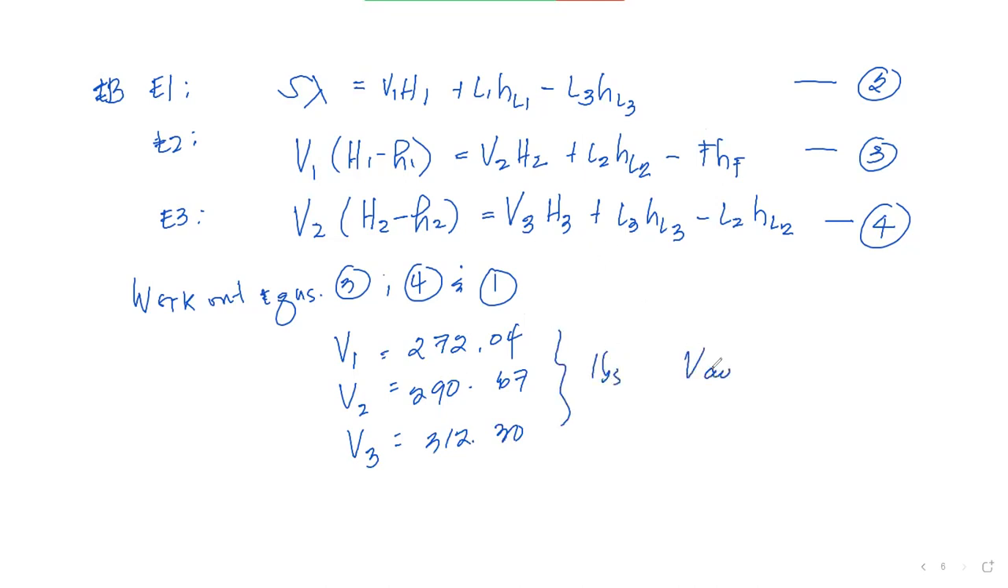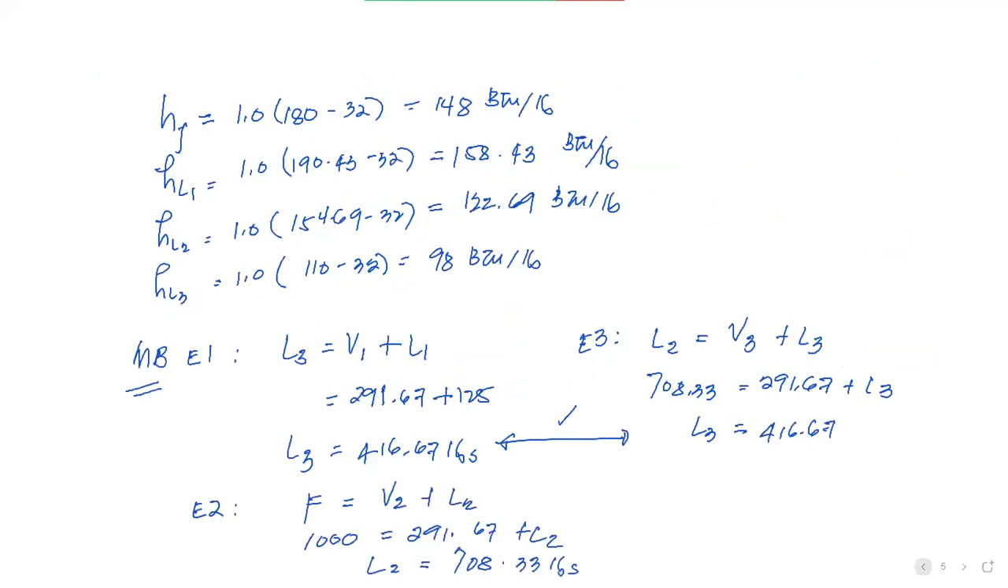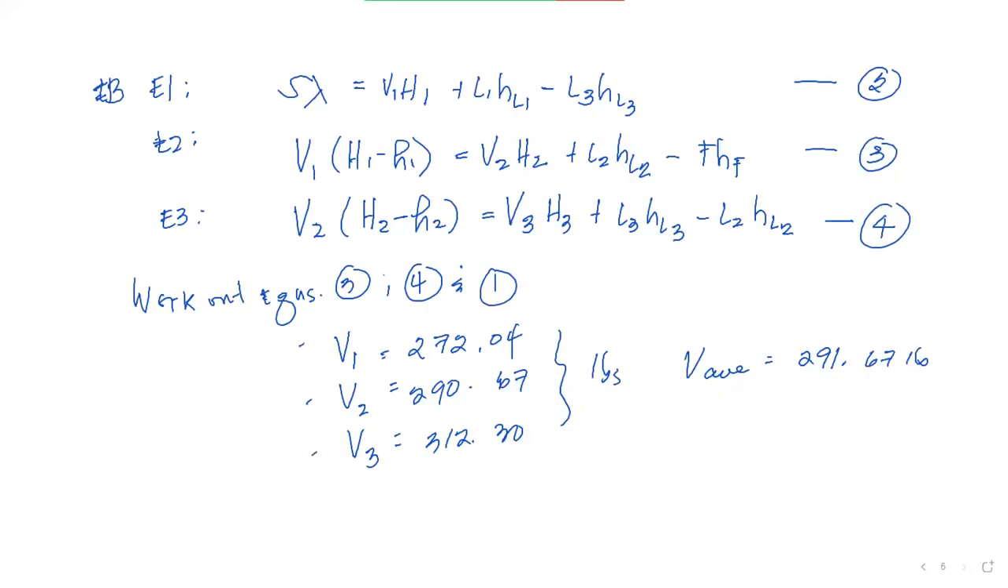Now, if you get the average of this, it is 291.67 pounds. Since this is computed, the actual vapor evaporated in each effect does not deviate by more than 10% from the average, because remember, our vapor assumed is 291.67. Can you compute the average of this, please?